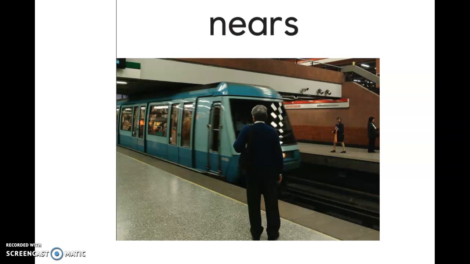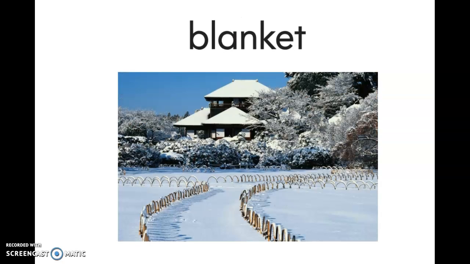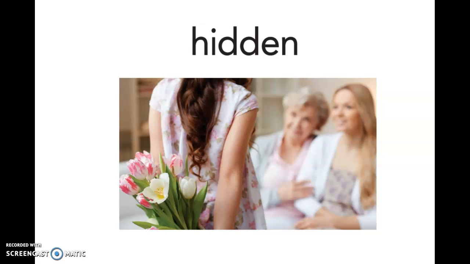Nears. When something nears, it gets closer. The train nears the station. Blanket. A blanket is a large amount of something that covers an area. Like this yard is covered with a blanket of snow. Hidden. The word hidden means you cannot see it. The flowers behind the little girl are hidden from her mom.